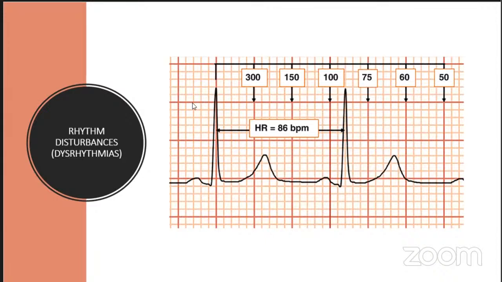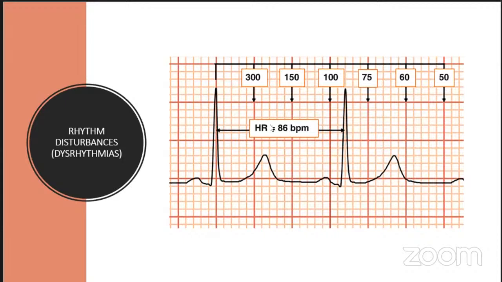Again, I repeat, we're going to pick a QRS complex that falls on a thick line, like this one here. It falls on a thick line. And then we'll go to the next thick line and start dropping those numbers that we memorized. So this thick line, we'll label as 300. The next one, 150. The next one, 100. The next one, 75. The next one, 60. And the next one, 50.